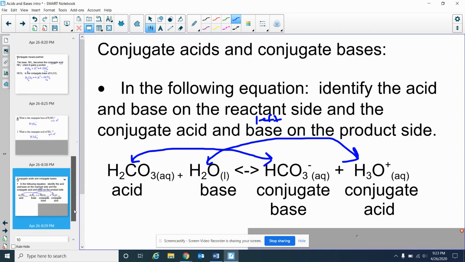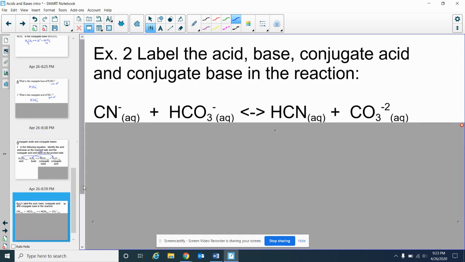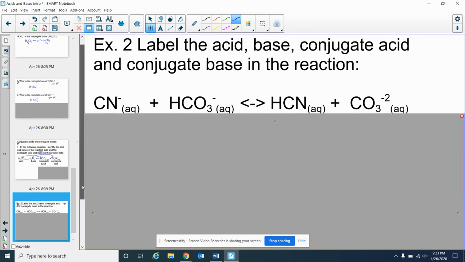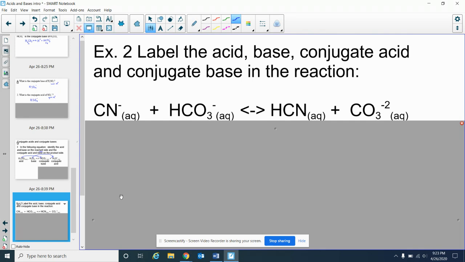So let's do another one of those. I'm going to give you a moment to look at it. Label the acid and base, and we're going to label those on the reactant side. So one of these is the acid, one of these is the base. And then on the product side, one of these is the conjugate acid and the conjugate base.